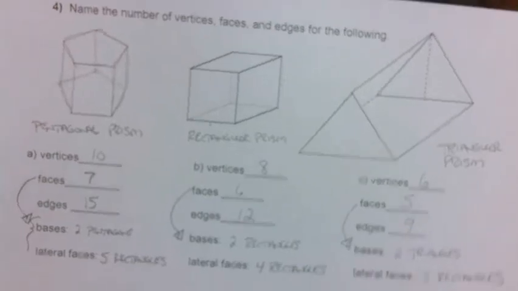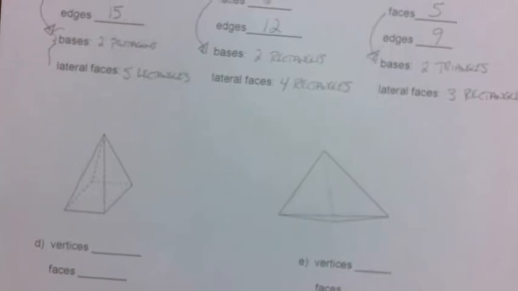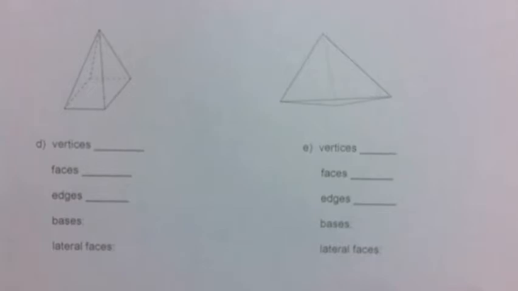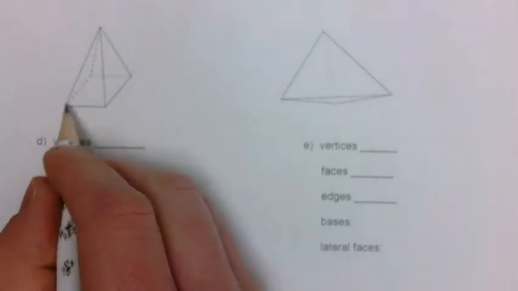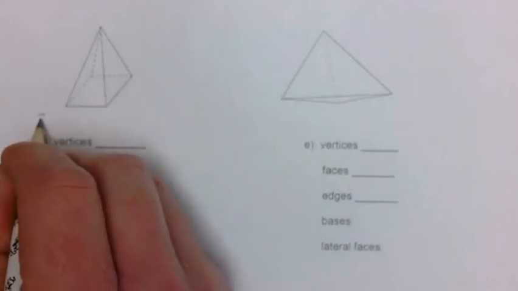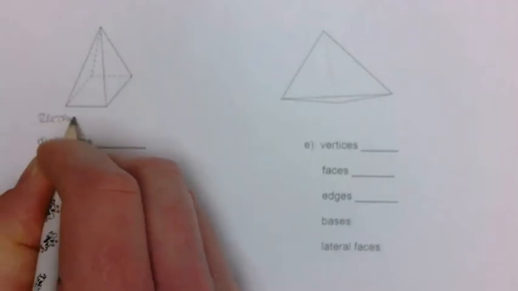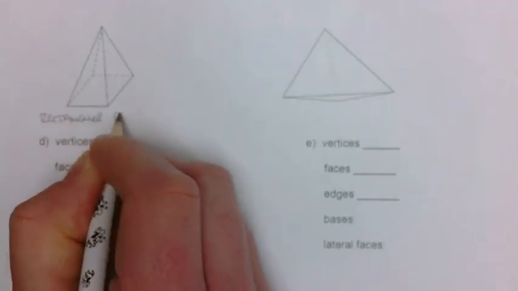Underneath, we have 2 more solids. Again, we're going to find out what the name of the shape is, and then we're going to state how many vertices, how many faces, and how many edges there are, and then describe the faces. Notice down here, we're working with pyramids. Here on the left, the base shape is a rectangle. So this is going to be a rectangular pyramid.